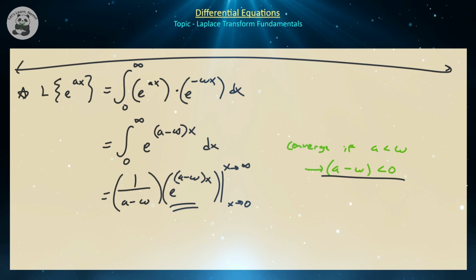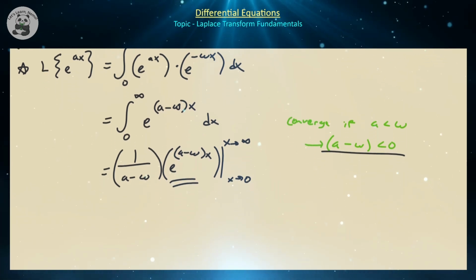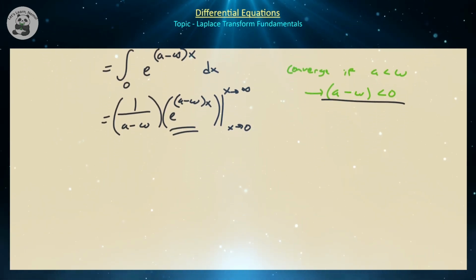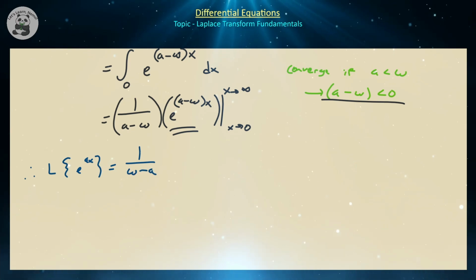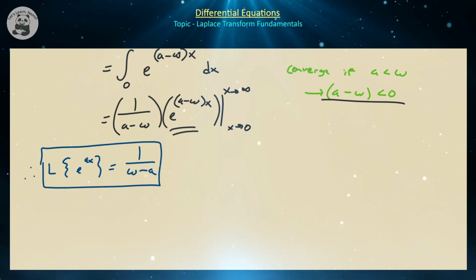So you have 0 minus 1, which is going to be minus 1, and the a minus omega are going to swap algebraic positions. So we're going to have the Laplace transform of e to the ax is going to be equal to 1 over omega minus a, which is only properly defined if a is less than omega.